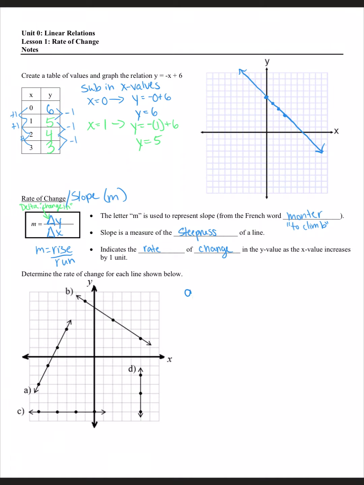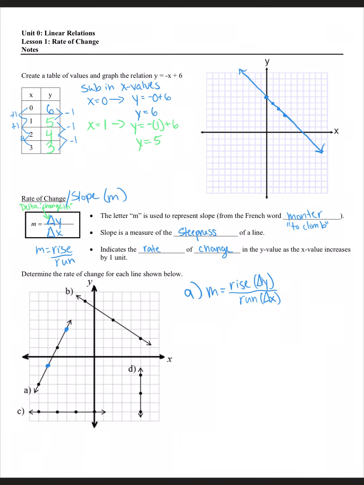So if we look at A, for example, remember that m equals our rise or our change in our y value over our run, which is our change in our x value. Okay, so what I mean by that is, say I picked any points on my graph. Let's say I pick this point on A and this point on A. Okay, so my slope or my rate of change is saying, okay, how much am I rising as I move from left to right on this point?